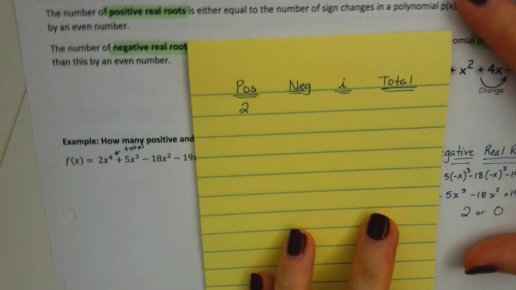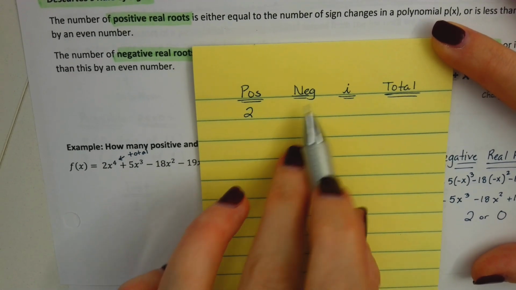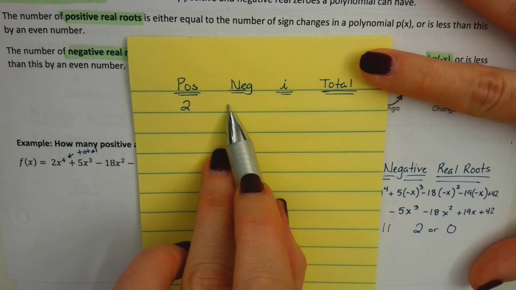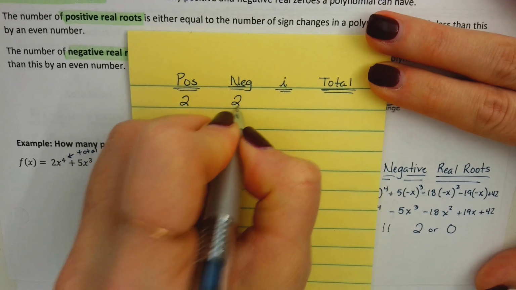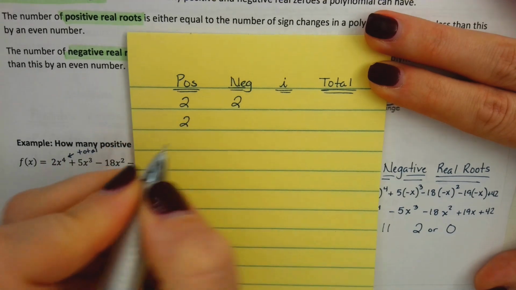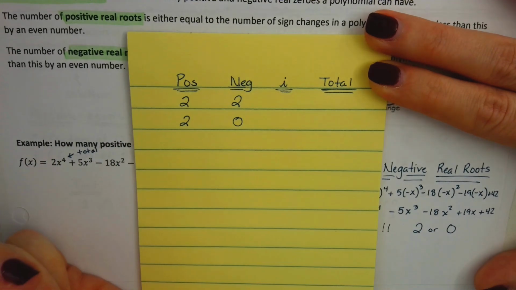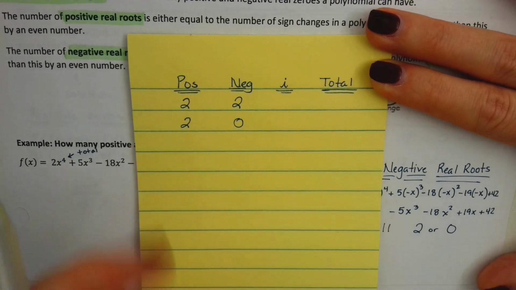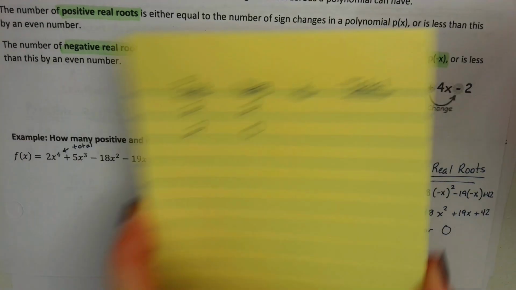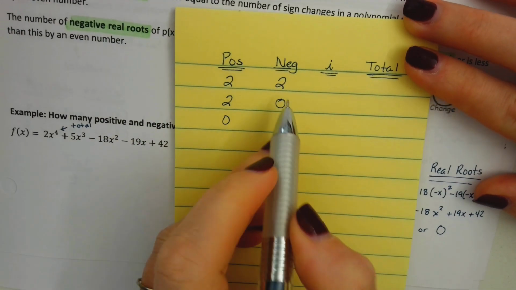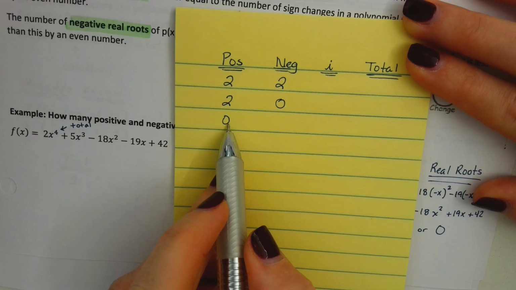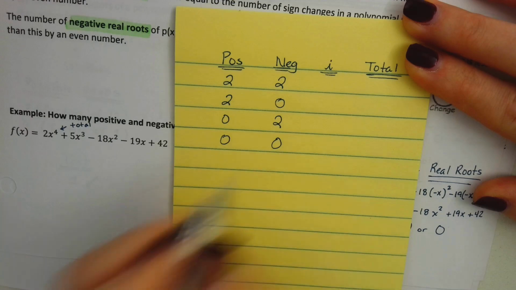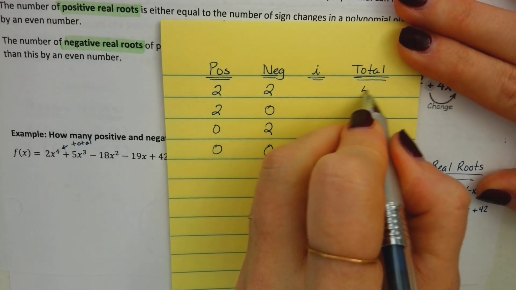If I have 2 positives, I actually have 2 different possibilities that could be paired for my negatives. If there's 2 positives, what are my options for negatives in this situation? 2 or 0. So I need to write 2 positive, it could be 2 negative, or 2 positive, it could be 0 negative. So notice this has to pair with both of these. Same thing if there's 0 positives. 0 positives could still have 2 different possibilities for negatives. You could have 0 positives and 2 negatives, or you could have 0 positives and 0 negatives. We know there's got to be 4 total.